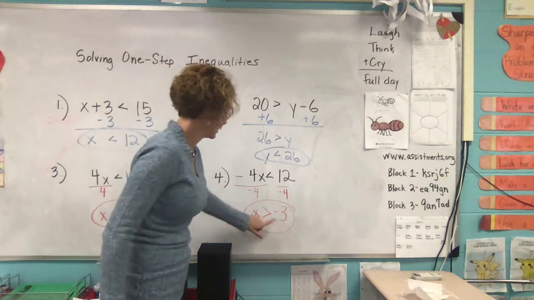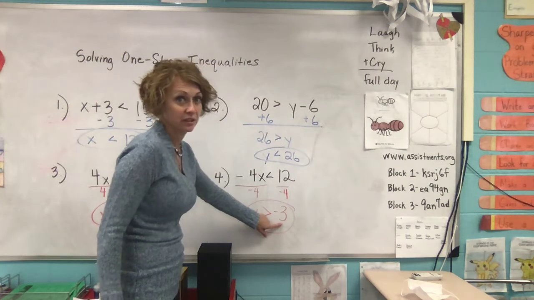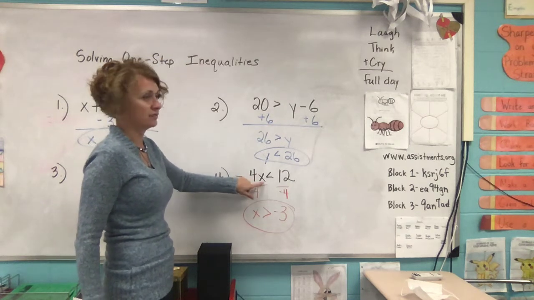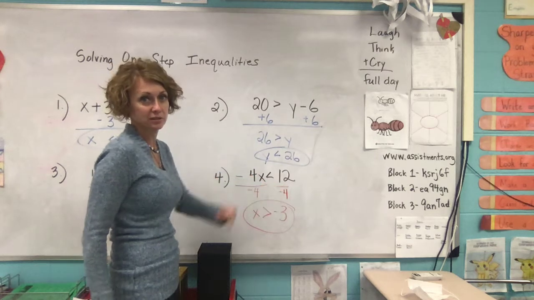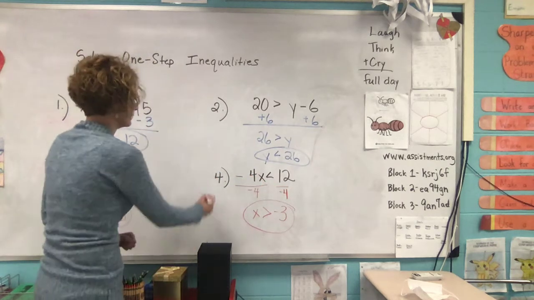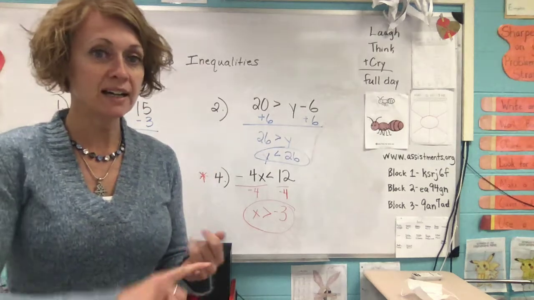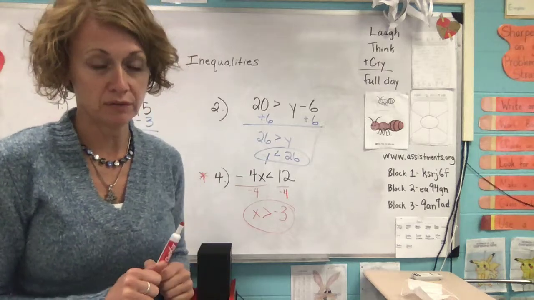So if I take any number that's greater than negative 3, let's say I pick, say, 5. If I pick 5 and plug it in right here, negative 4 times 5, that's negative 20. Is that less than 12? Yes, it works. So what you have to remember about solving inequalities is if you divide or multiply by a negative, you switch the direction of the inequality.